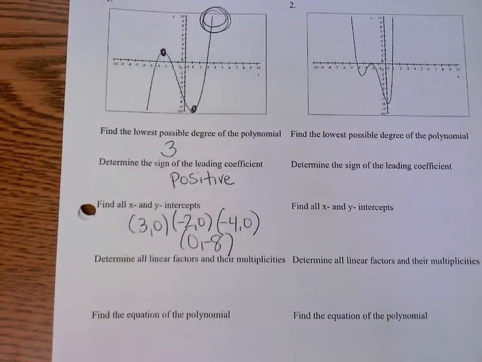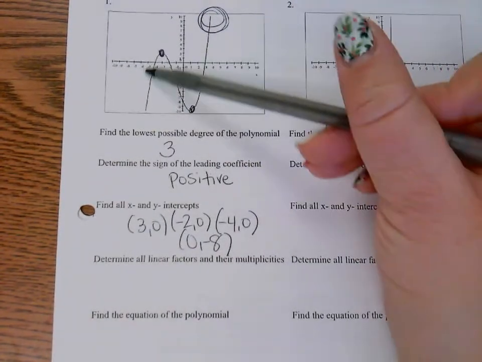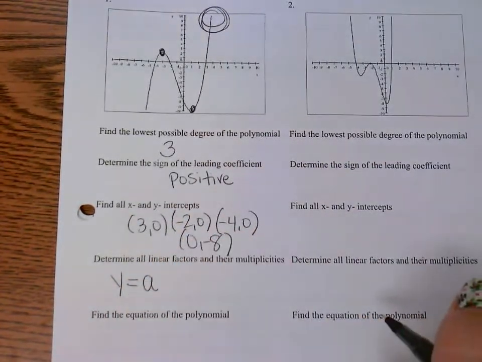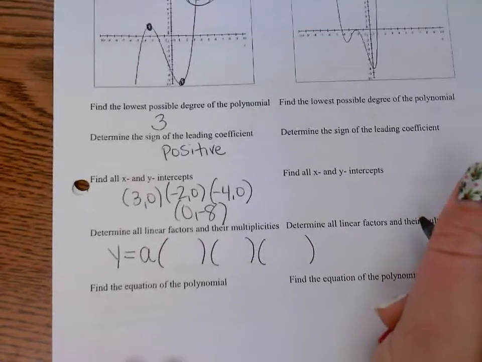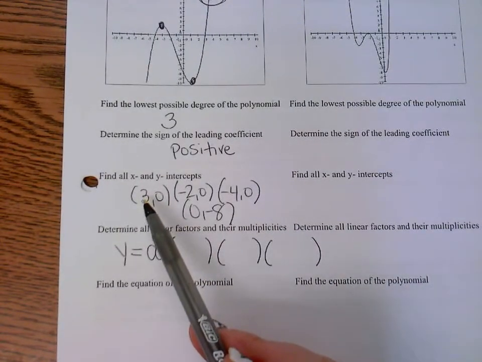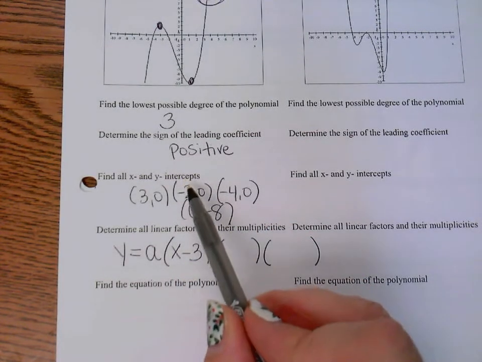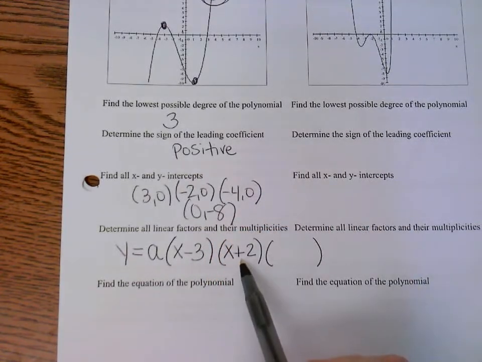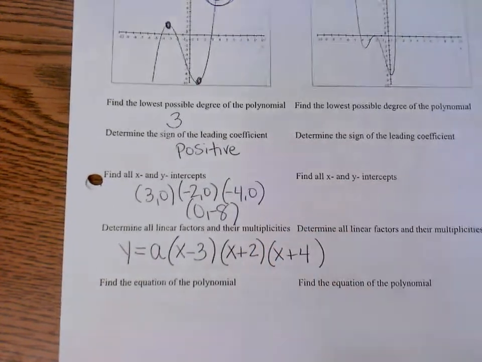So now it says determine all the linear factors and their multiplicities. Well, all the multiplicities are going to be odd, right? Because it cuts through at each one. So let's write a function. Y equals, I'm going to write A for the steepness. What are my 3 factors? If 3 is an x-intercept, x minus 3 has to be a factor, right? If -2 is an x-intercept, x plus 2 has to be a factor. If -4 is an x-intercept, x plus 4 has to be a factor.